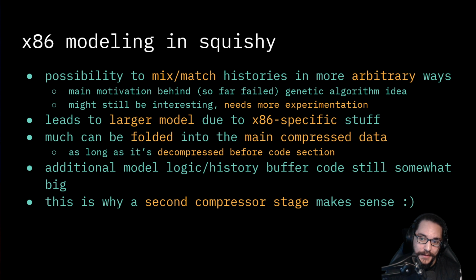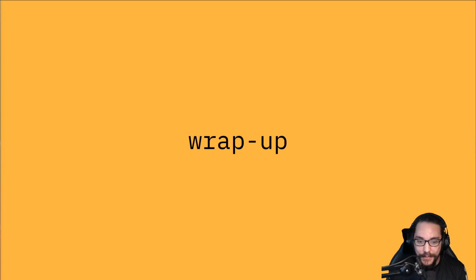Of course, this additional model logic in the history buffer code is still somewhat big, but this is why we have a second compressor stage on top of this, which again uses a lot of the same ideas, but is scoped down a lot in order to make it small enough to put in front of this whole thing. So anyway, I know I went through a lot of this stuff really fast, but I hope that this was good.